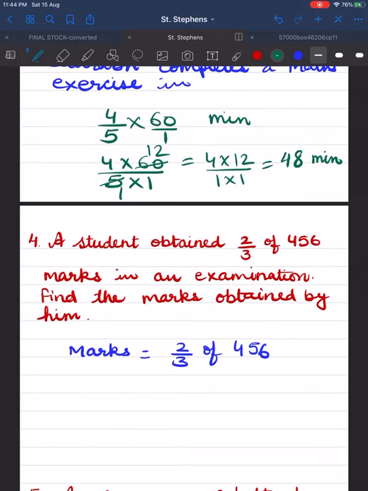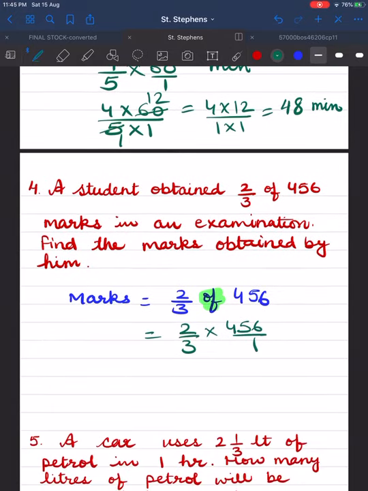Now let's move to fourth problem. A student obtained 2 upon 3 of 456 marks in an examination. Find the marks obtained by the student. Now marks is equal to 2 upon 3 of 456. And children, remember, of means multiplication. So we get 2 upon 3 into 456.